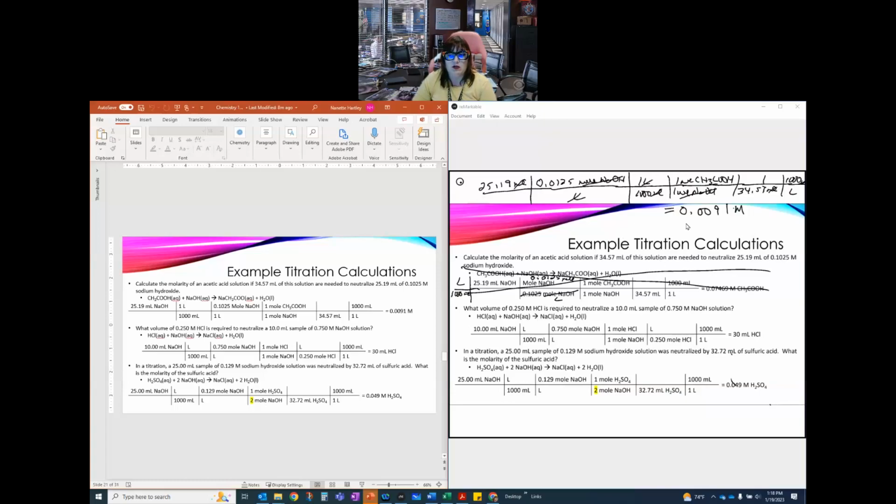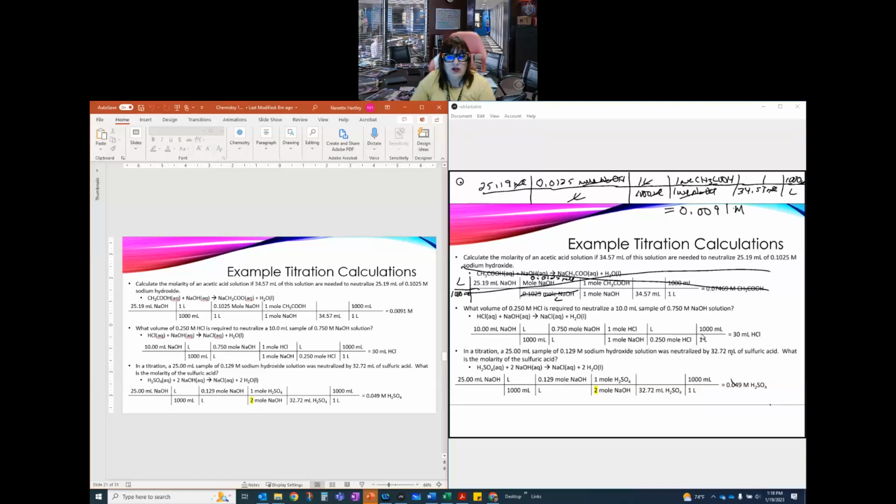But that gives me 0.0091 molar. Okay, so I have written all of that out in the slide that I will be sending if you want it, because that's the way it should look, not whatever I wrote previously. I apologize for that.